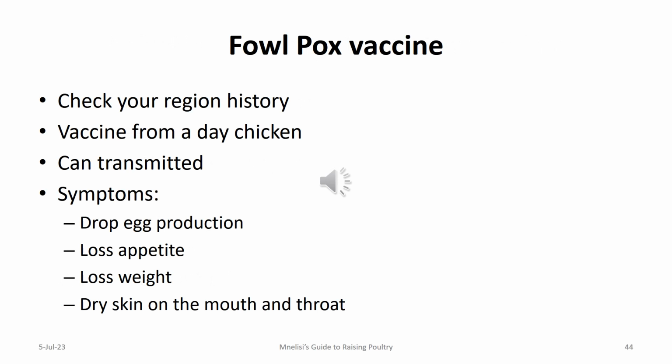Fowl Pox vaccine. You need first to check your region's history on this disease. Vaccination will be from a day-old chicken. This disease can be transmitted and the symptoms are as follows: drop in egg production, lost appetite, weight loss, dry skin on the mouth and throat.